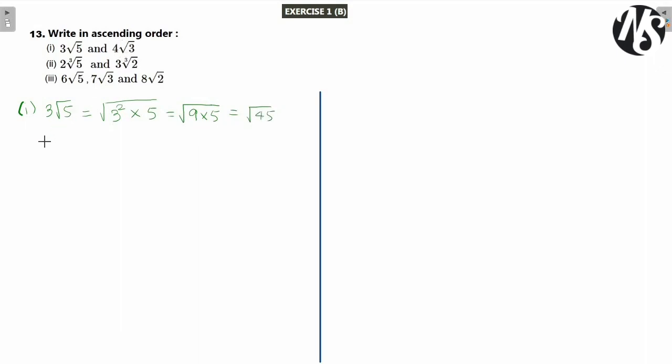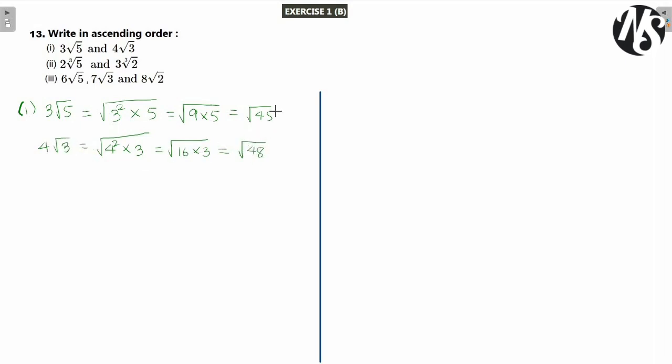Similarly, let's see the other number. We have 4 root 3. Now bring this 4 within the square root, it becomes 4 square into 3. 4 square is 16, into 3. 16 into 3 is 48. So this is nothing but root over 48.